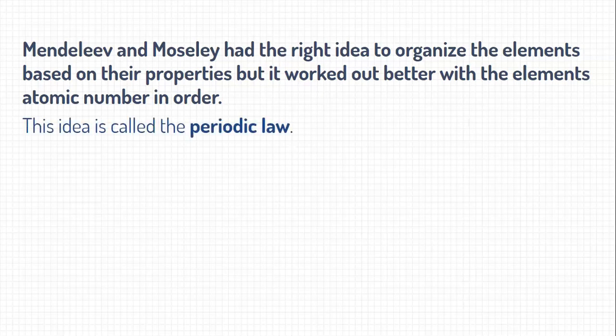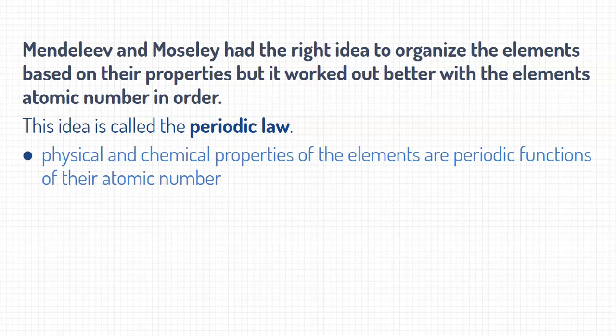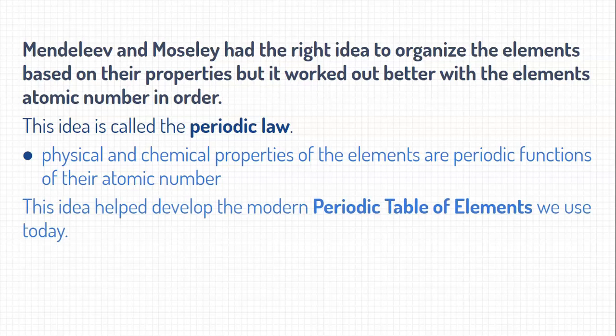Now, this idea of the arrangement that we have today is called the periodic law. This law states that the physical and chemical properties of an element are periodic functions of their atomic number. As the atomic number increases, the physical and chemical properties change or develop as you increase or decrease the atomic number. This idea helped develop the modern periodic table of elements we use today.